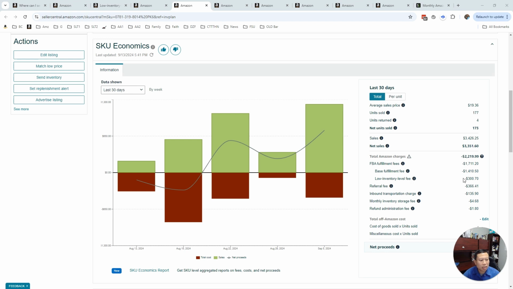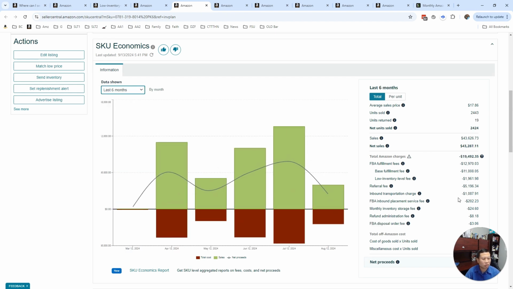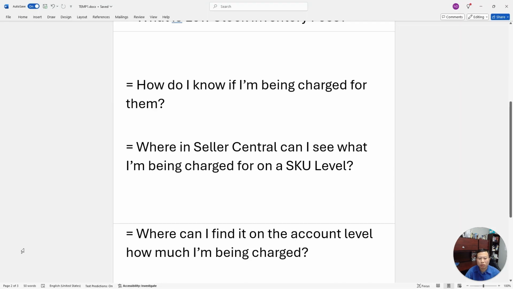Here you can see in the past 30 days, I'm being charged $300 for this SKU. Out of the $3,000 in sales, that's 10% of my sales that I'm paying in low inventory fees. So this can get really big really fast. If you expand out to 6 months, you can see the sales level and the inventory level. That's where you would be able to see the low inventory level if you're in Seller Central.